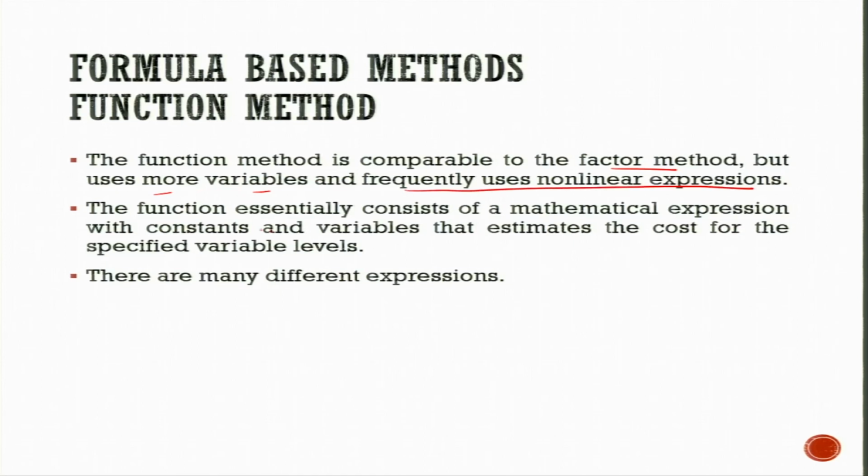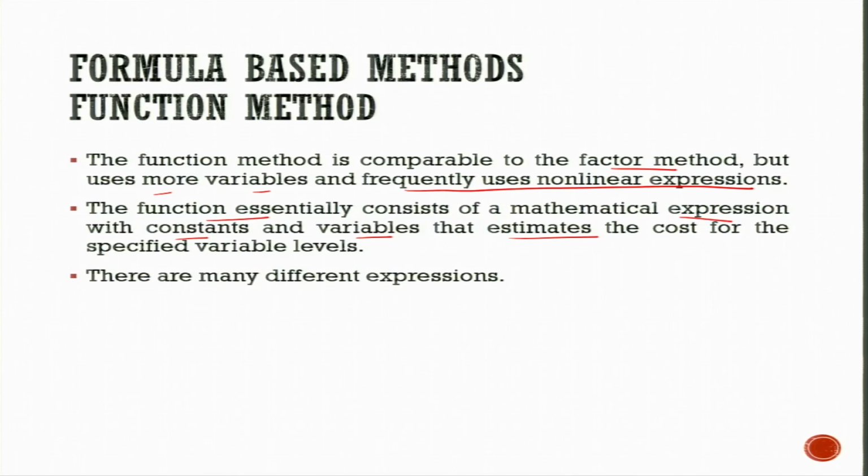The function method is comparable to the factor method, but uses more variables and frequently uses non-linear expressions. The function essentially consists of a mathematical expression with constants and variables that estimates the cost for the specified variable levels. So, that means we are trying to put some variables. For example, there is the 3-point estimating method, which is also one of the calculation methods in which 3 points are taken. One is the most likely, number 2 is the optimistic, number 3 is the most pessimistic. Distribution of the cost, distribution of the time, accordingly it is taken.